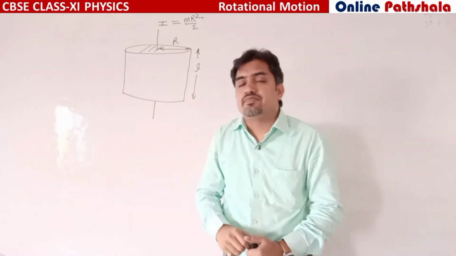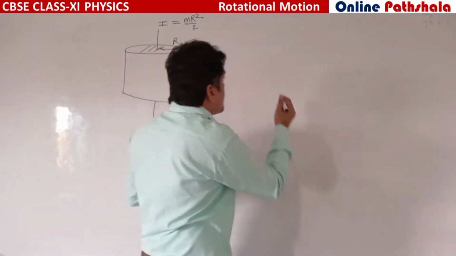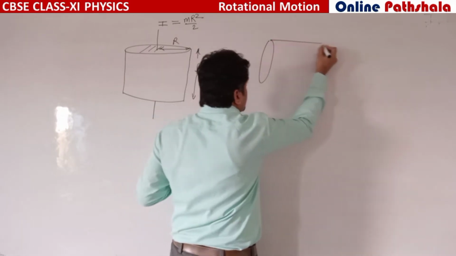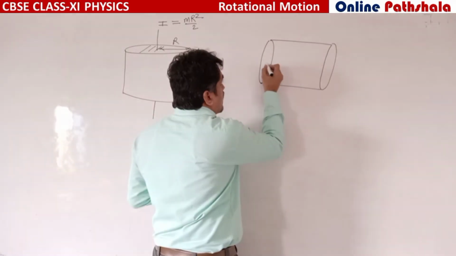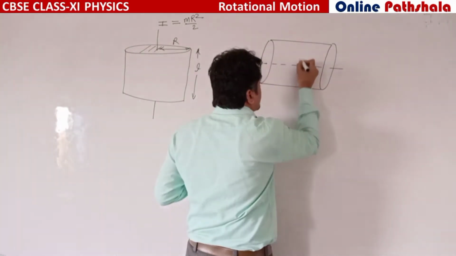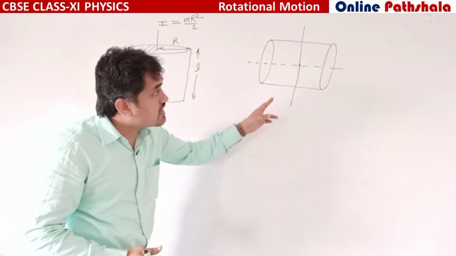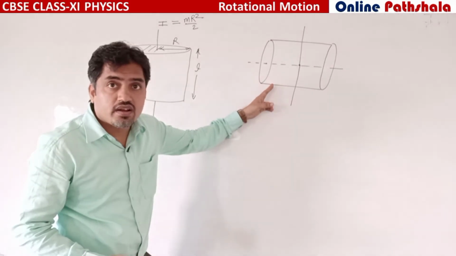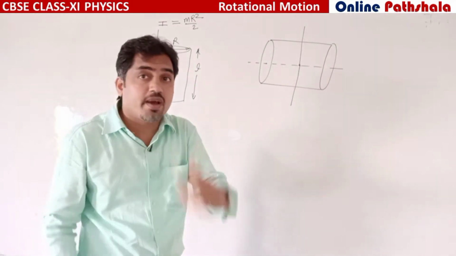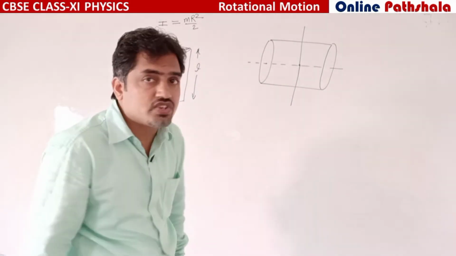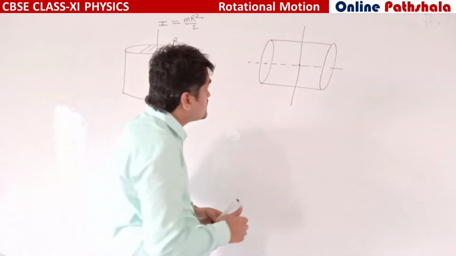But what do we have to do to find the moment of inertia about an axis which is perpendicular to the axis of this solid cylinder and passing through the center? This cylinder is rotating like that. What will happen? How can we find the moment of inertia? Let's see.